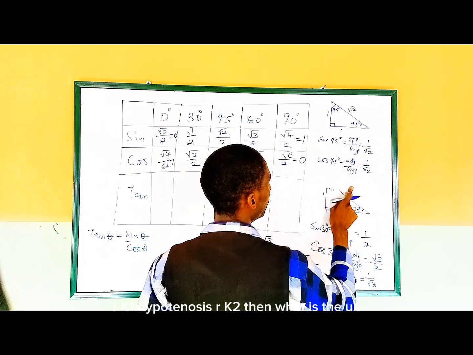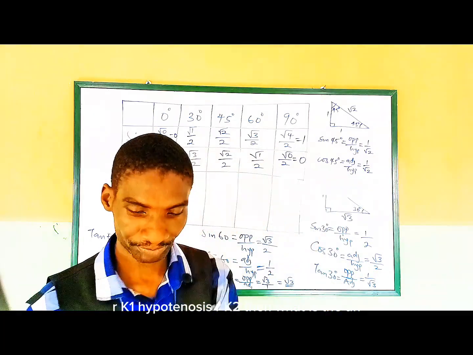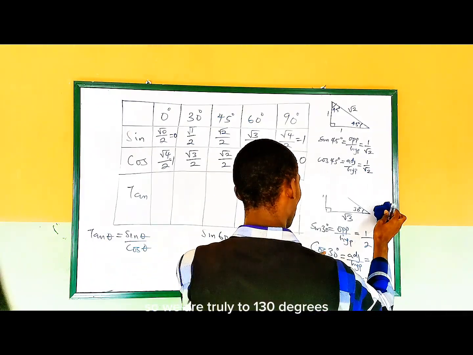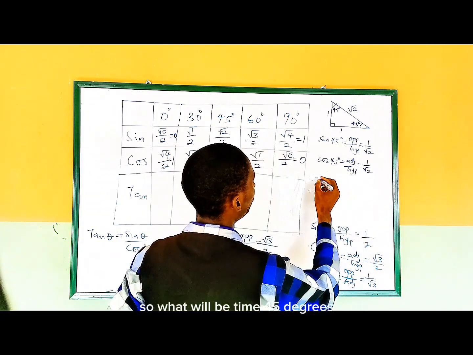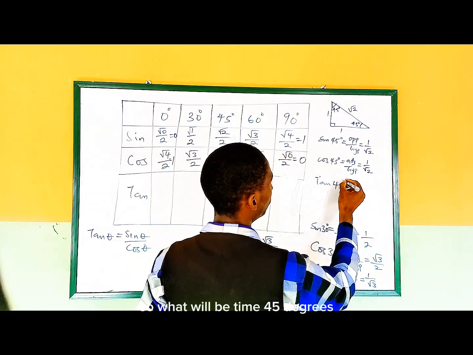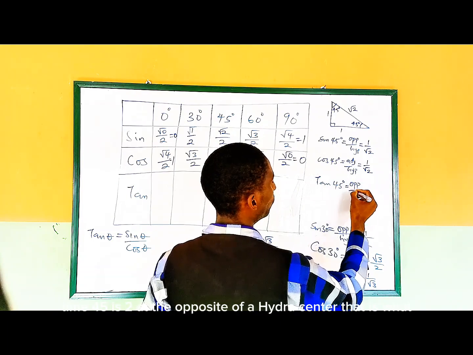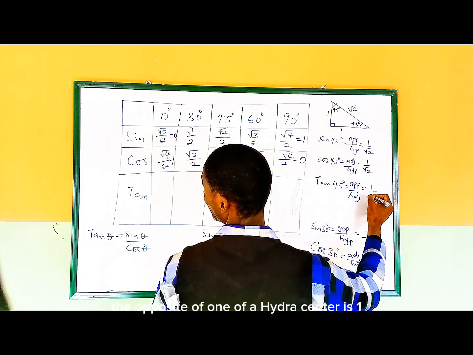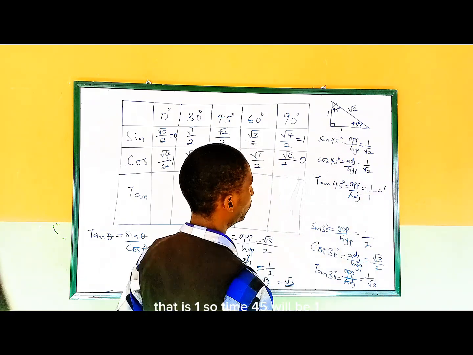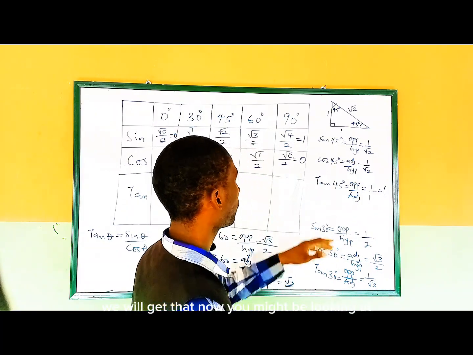So we are through with our angle 30 degrees. So what will be tan 45 degrees? Tan 45 is opposite over adjacent. What's the opposite? 1, over adjacent is 1. That is 1. So tan 45 will be 1. We will get there shortly.